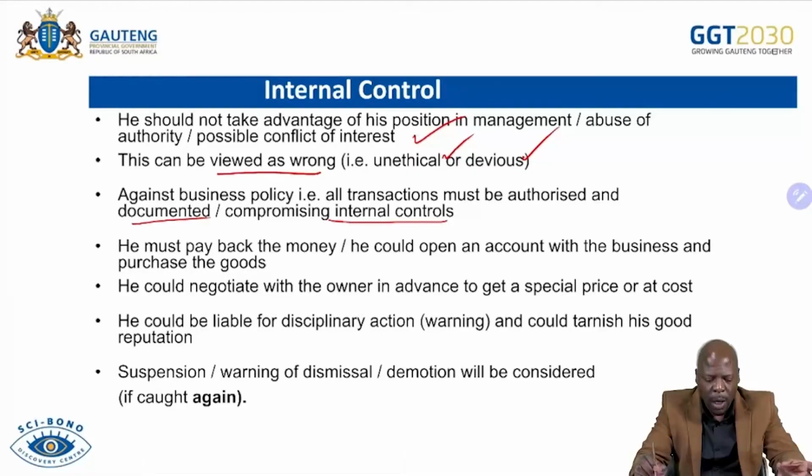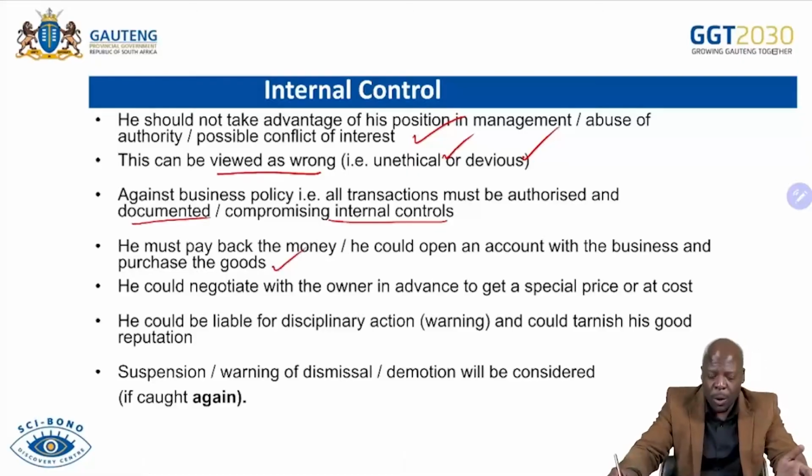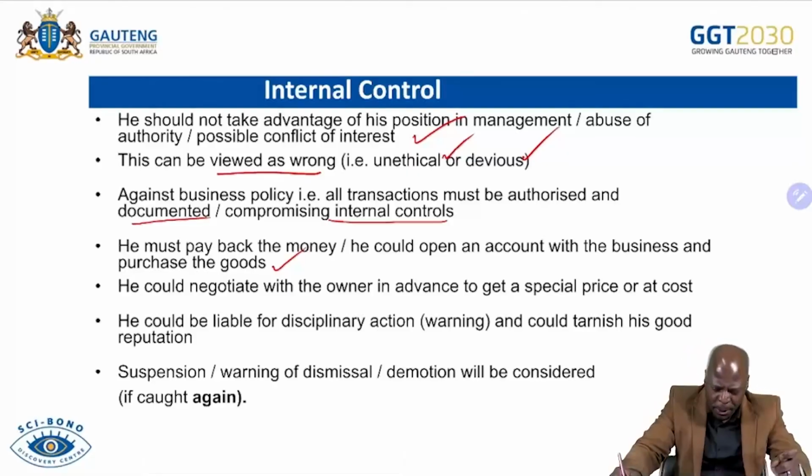The next aspect that we can also put down is that he must pay back the money. All right? The manager must pay back the money. And then if he wants to buy goods, he can open his own personal account and purchase goods individually, not to conflict his interest with the business. And then he could negotiate with the owner in advance to get a special price or at cost. He should not do it individually, since he's the purchasing manager. He can actually speak with the owner so that he can buy the goods from the owner, but not put the goods on the business account, yet he takes the goods for personal use.